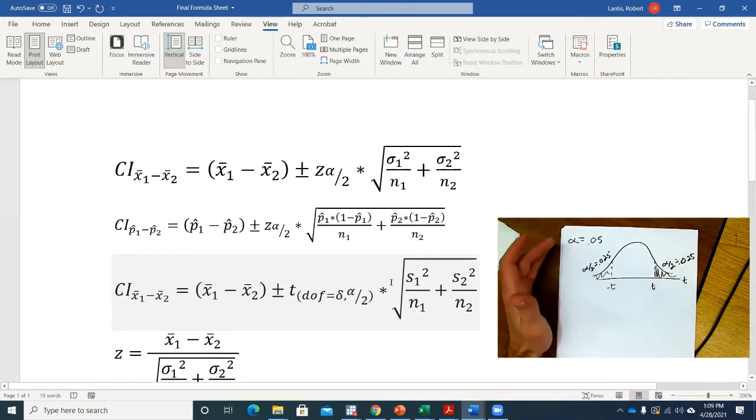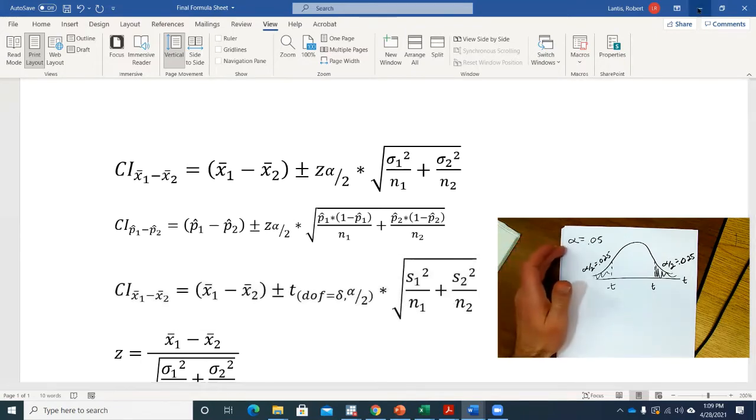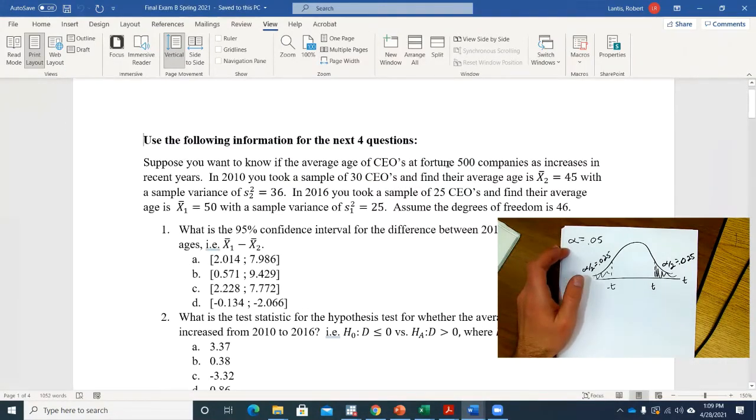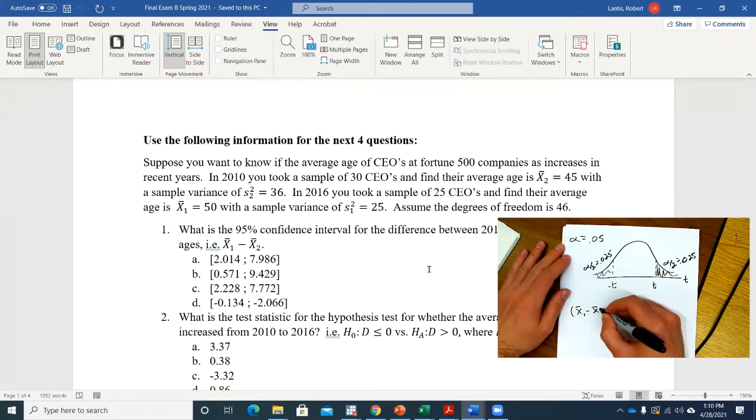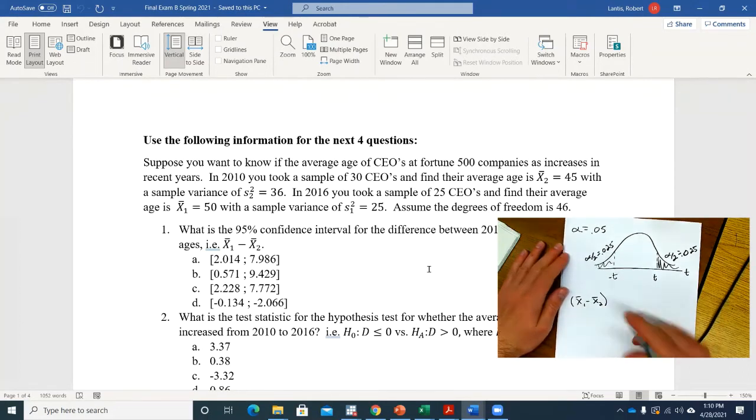Everything else is just a matter of plugging it in. I was given the 2 sample means, 2 sample variances, and 2 sample sizes, right? So it's really just a matter of plugging in those values that I was given. So I'll write this out. First, we look at the sample difference between the 2 groups. Average age in 2016 was 50, average age in 2010 was 45.